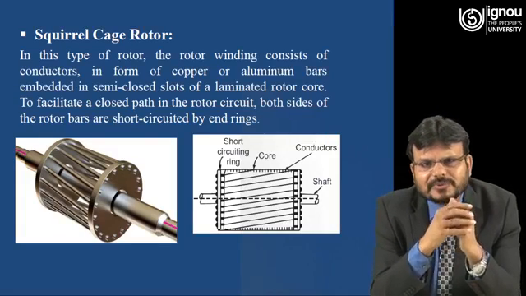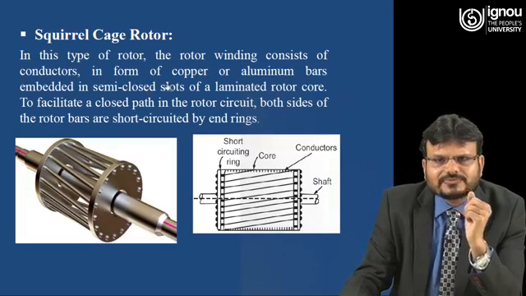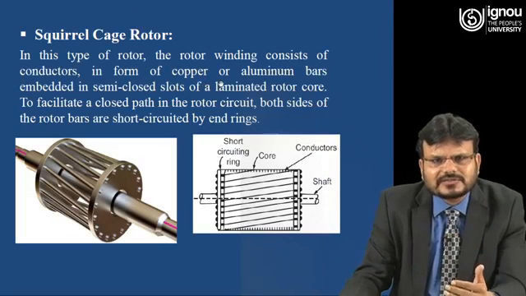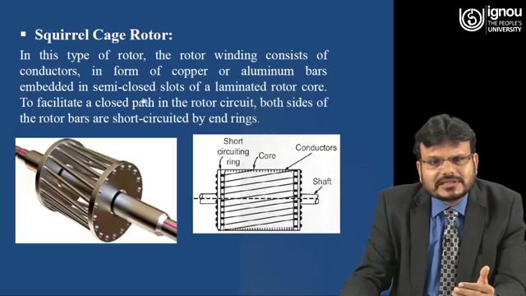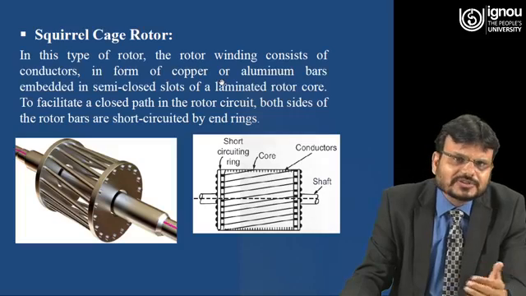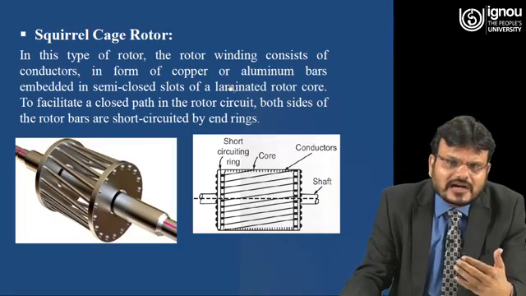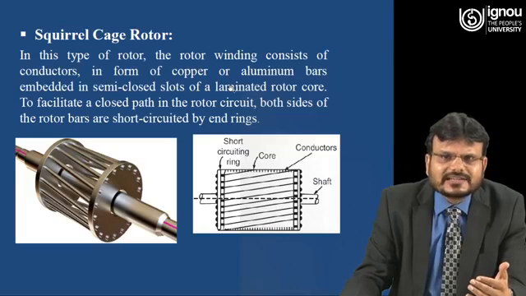In this type of rotor, the rotor winding consists of conductors in the form of copper or aluminum bars embedded in semi-closed slots of the laminated rotor core. What is the use of this lamination? As I already told you in the case of the stator, laminations are able to reduce the eddy current losses.